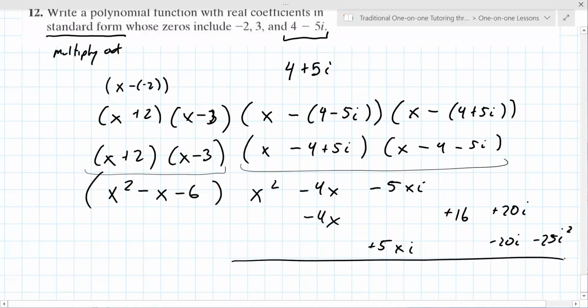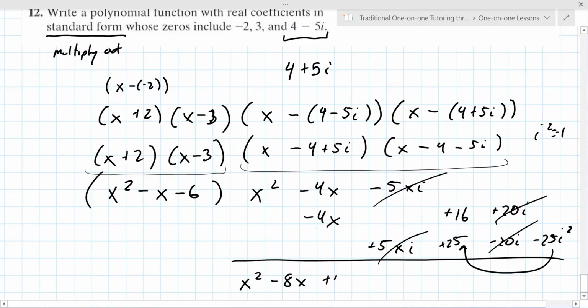Notice anything with an i term cancels. And you might be saying, what about this last one? Well, i squared is -1. -1 times -25 is 25. So it actually goes here, and it ends up being x squared minus 8x plus 41.